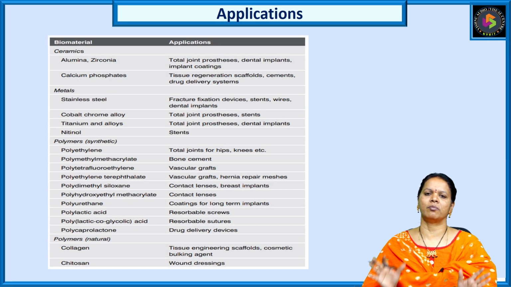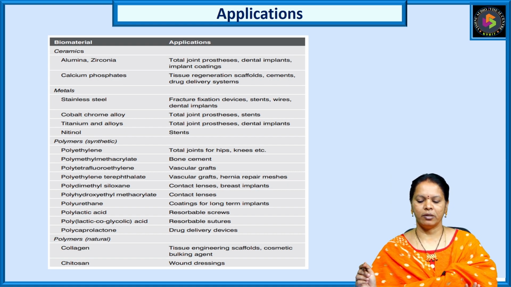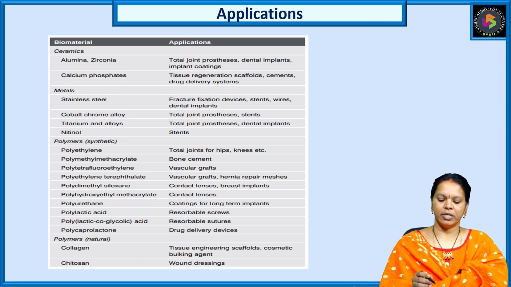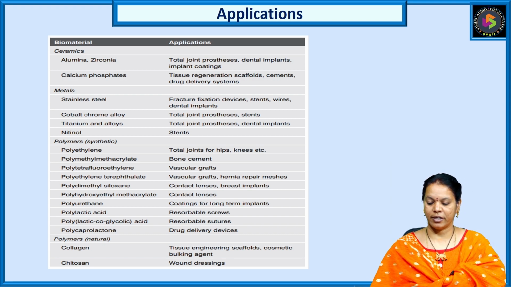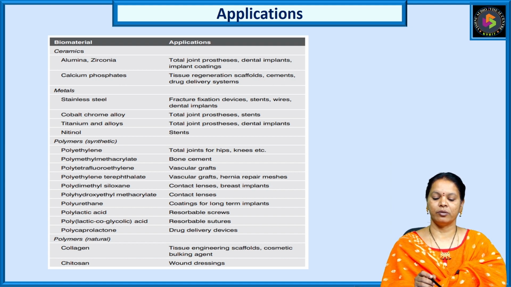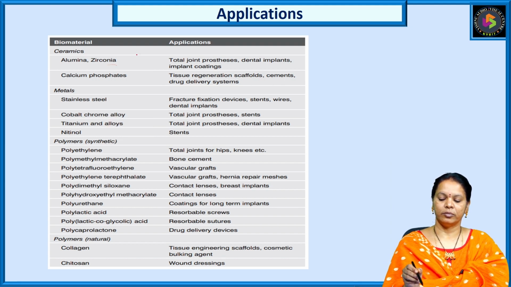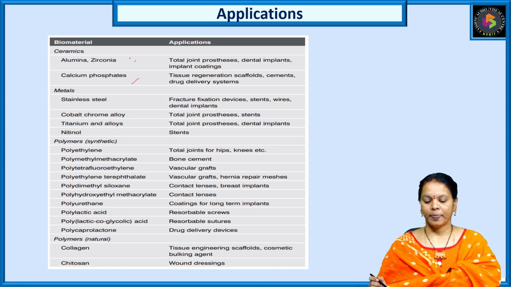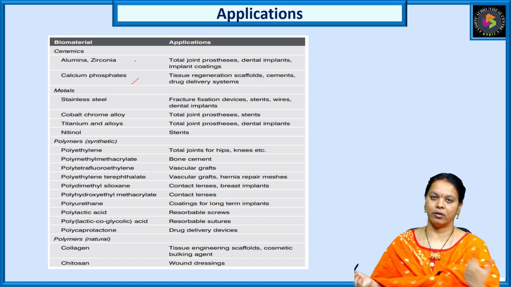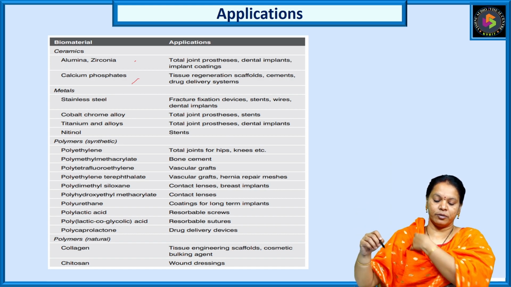So on the whole, to summarize, I have given a table of the applications. Ceramics, metals, polymers are highlighted here. In ceramics, we have discussed alumina, zirconia, calcium phosphate, which are of major interest. And metals, stainless steel, cobalt, and the applications are orthopedic and dental applications, hard tissue replacements.